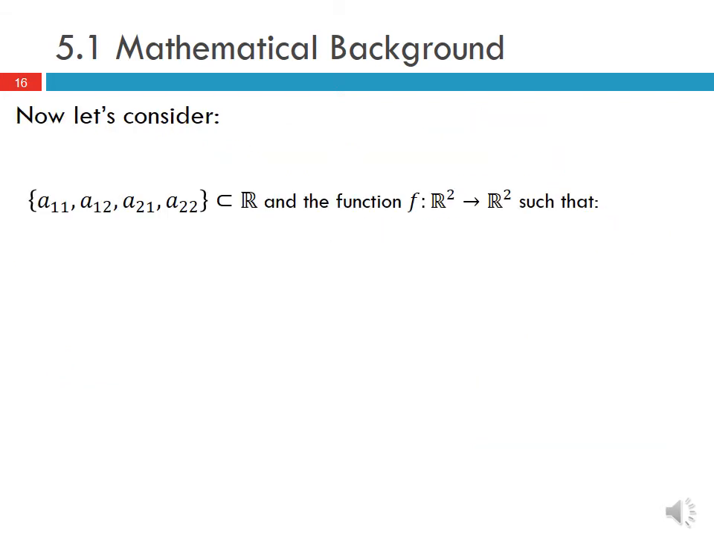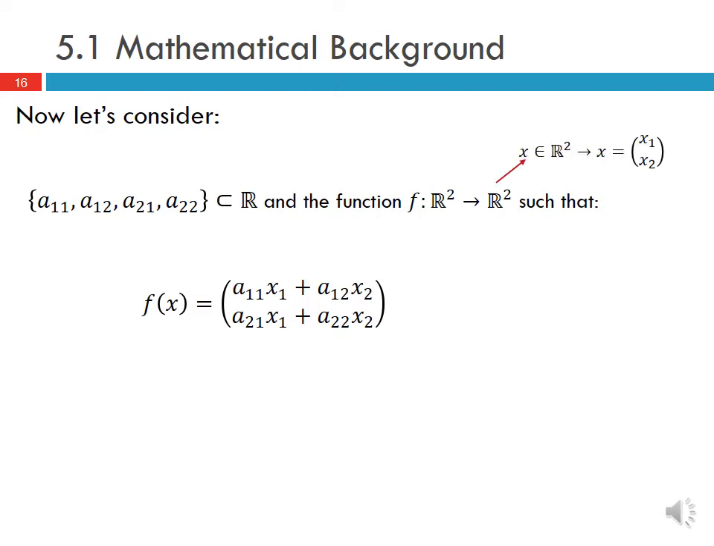So now we can consider this set, A11, A12, A21, A22, as a subset of R. Each of those are real numbers, and a function that goes from R2 to R2, such that this is what my function is defined as. f of x is equal to A11 x1 plus A12 x2, and A21 x1 plus A22 x2. So x, again, is in R2, so it has two elements, and it's going to map onto also R2, so my f of x also has two elements, which are given as these two rows here.